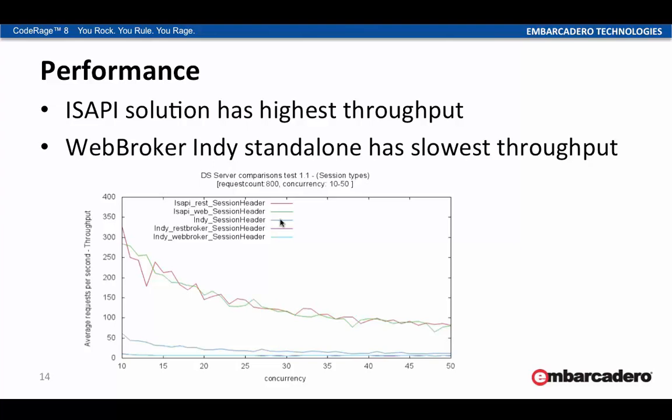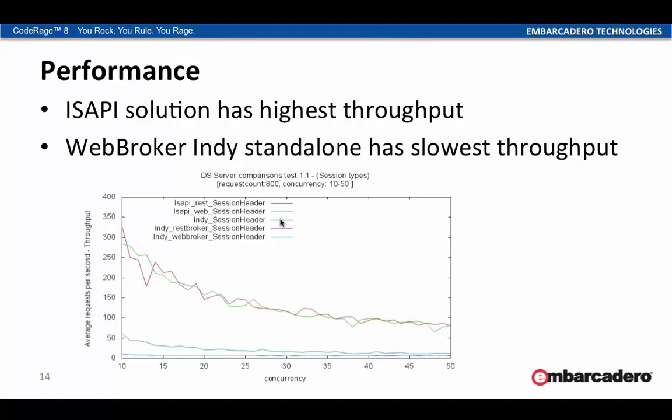Now, there are a couple of things that I wanted to show you in terms of performance. We have noticed doing some internal testing that the web broker in the standalone solution tends to have a rather slow throughput. This graph, which was built with an internal tool, shows the difference between using ISAPI with two slightly different internal models and using Indy, which are actually the two lines at the bottom.